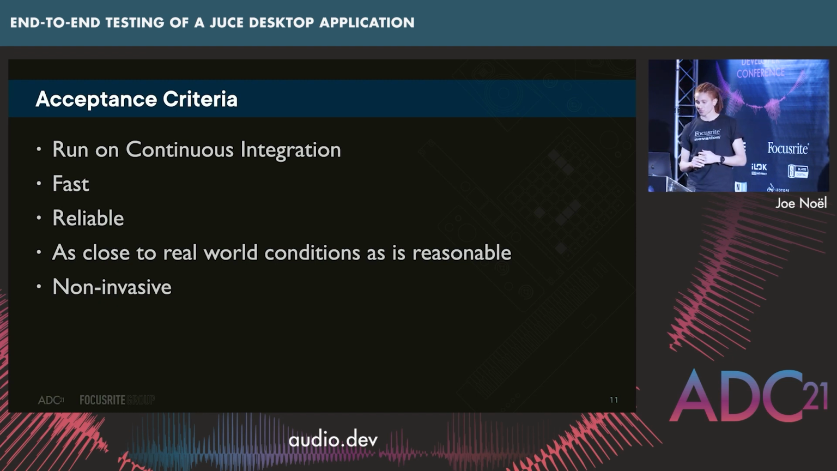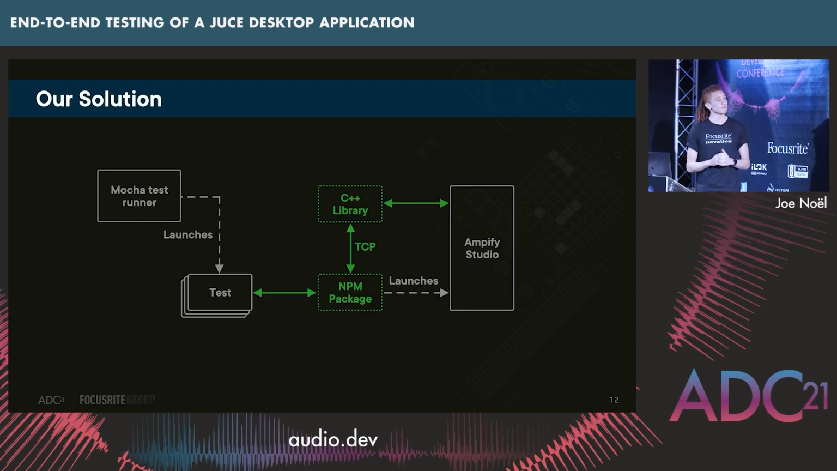So what was our solution to this? It's actually very simple. There's two parts to it. There's a C++ library that we build into our application. And there's also an NPM package that's written in TypeScript, and we use that as part of our tests. So on the left here, we've got a Mocha test runner. Mocha is just a JavaScript test framework that's built on top of Node.js.